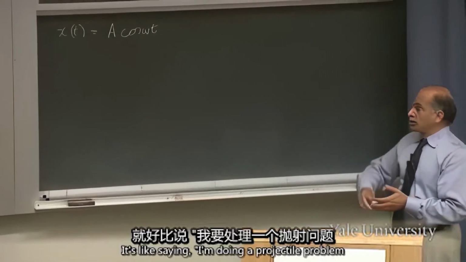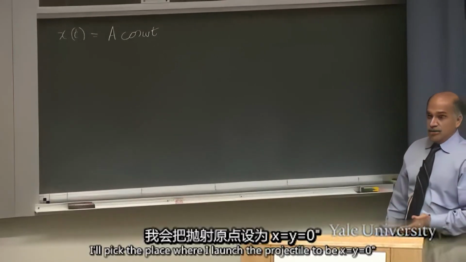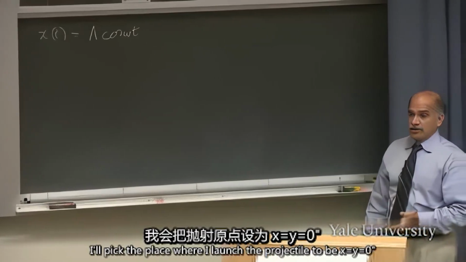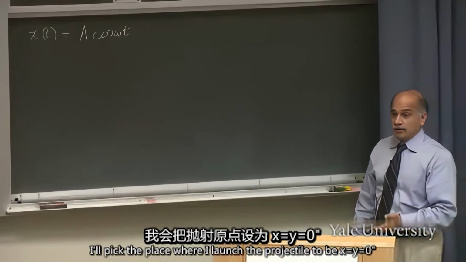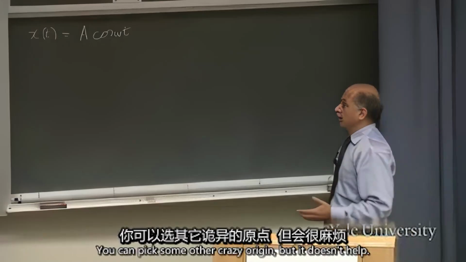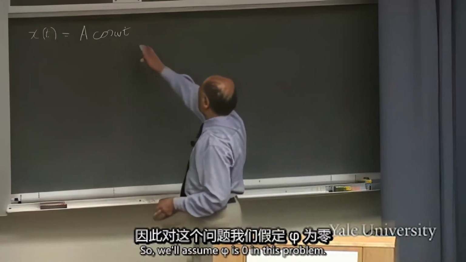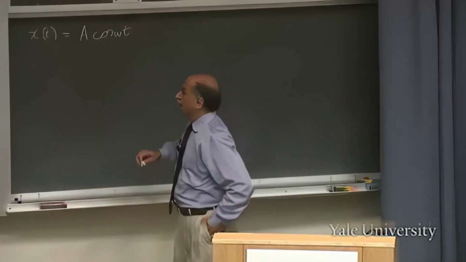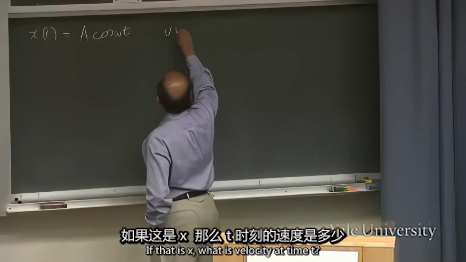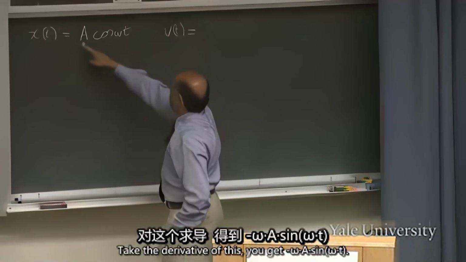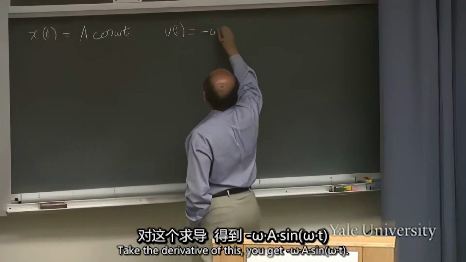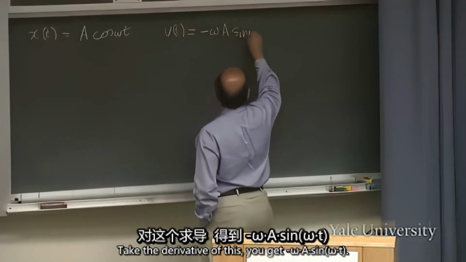It's like saying I'm doing a projectile problem, I'll pick the place where I launch the projectile to be x equal to y equal to 0. You can pick some other crazy origin, but it doesn't help. So we'll assume phi is 0 in this problem. If that is x, what is velocity at time t? Take the derivative of this, you get minus omega a sine omega t.